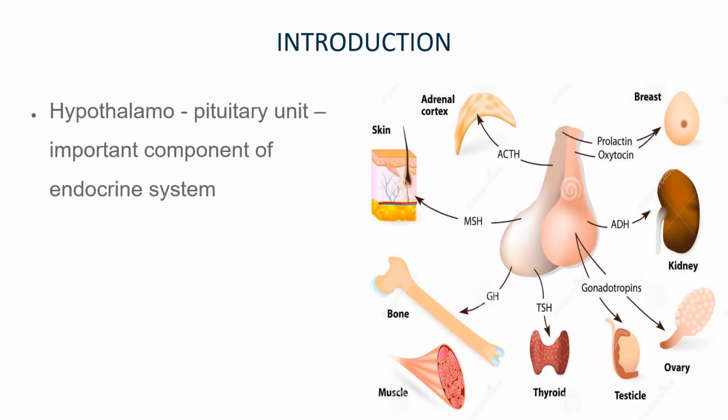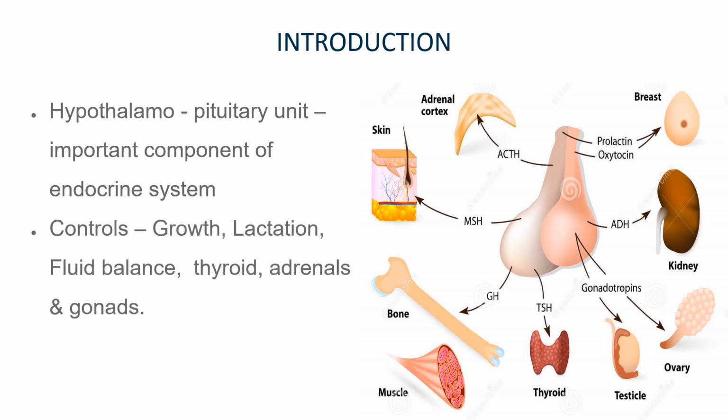Introduction. The hypothalamic pituitary unit forms a unique and important component of the entire endocrine system that regulates the growth, lactation, fluid homeostasis, and the functions of thyroid, adrenal glands, and the gonads.